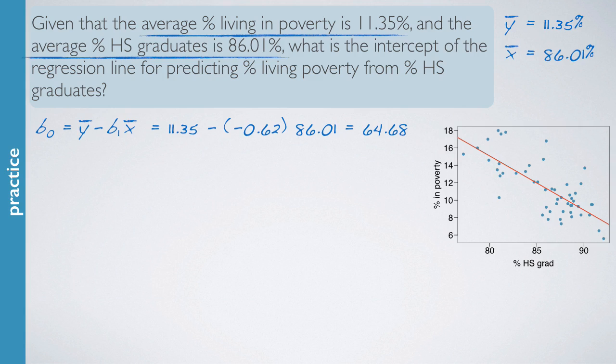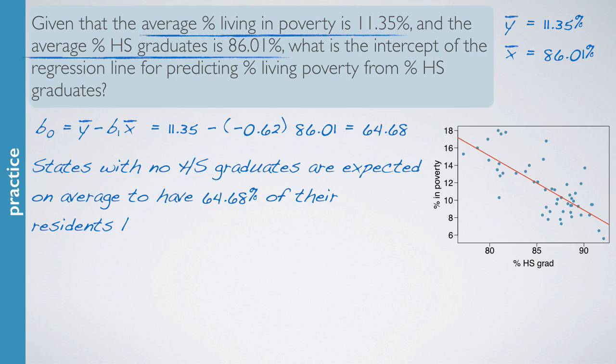Once again, the calculation is very simple once you have these givens, and most of the time you're not going to need to do this calculation by hand. What is important is to understand two important points. One, that the regression line always goes through the center of the data. And two, how do we interpret the intercept? Remember, the intercept is where we said the regression line crosses the y-axis. In other words, it's the expected value of the response variable when the explanatory variable is equal to 0. So in context, what we can say is that states with no high school graduates are expected on average to have 64.68% of their residents living below the poverty line.